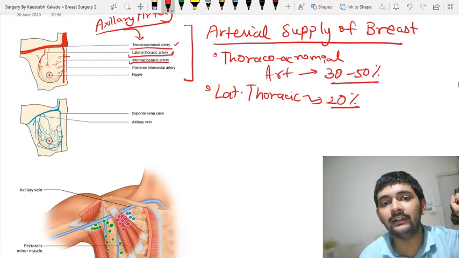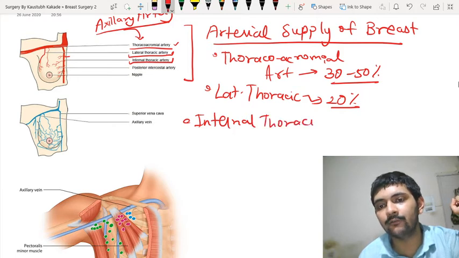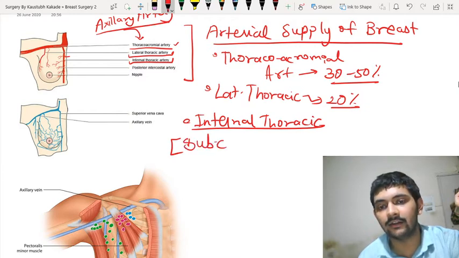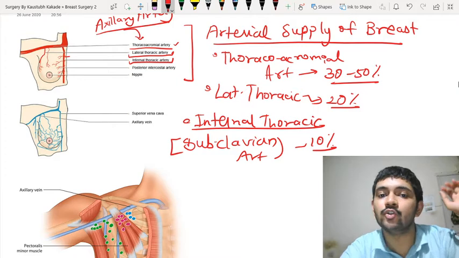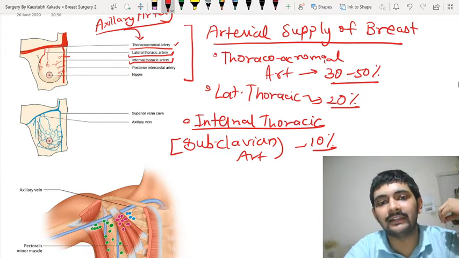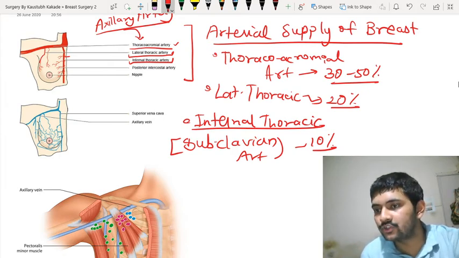Then you have the internal thoracic artery, which comes from the subclavian artery. It gives about 10% of the blood supply to the breast. Apart from this, you also have blood supply from the posterior intercostal artery.